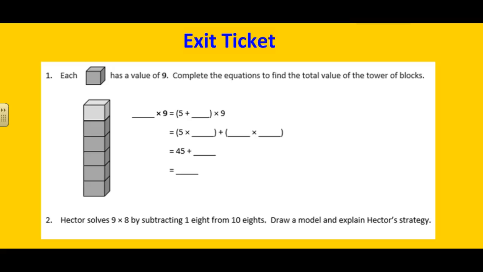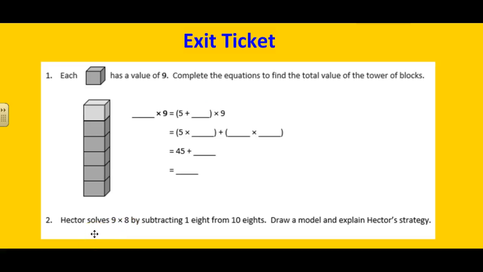Okay, so you're going to complete the exit slip now. Number 1 says each cube has a value of 9. Complete the equations to find the total value of the tower of blocks. That's just using the distributive property like we normally do. Just notice that this is darker shaded than this, so you can tell that they're breaking apart this whole thing into this many 9s and then into this many 9s. And you're going to complete the steps right here to do that.